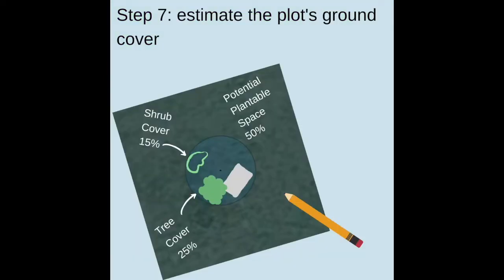Step 7. Estimate some ground covers in the plot. This is where your sketch map will come in handy. There are a few key types of ground cover we would like you to estimate first before we ask for some more specific ones. If you are able to estimate these to the nearest 10%, that would be great.